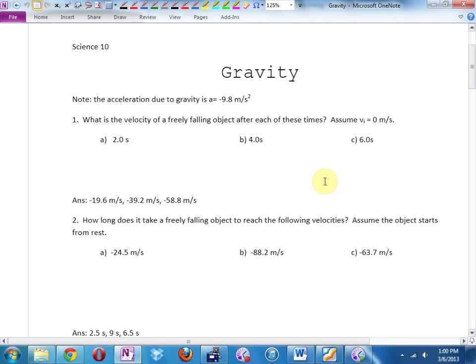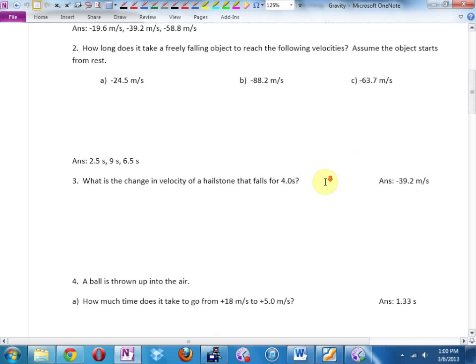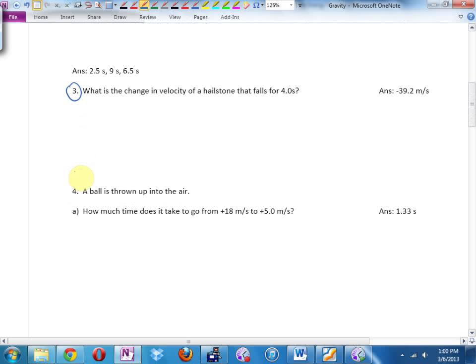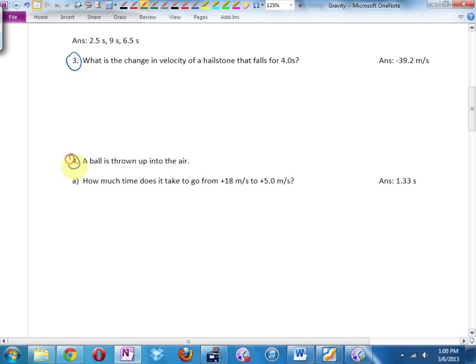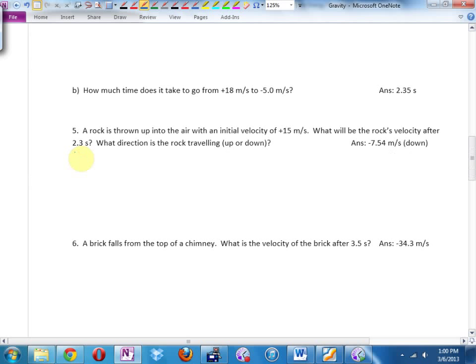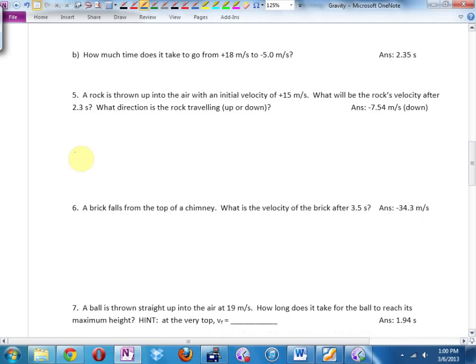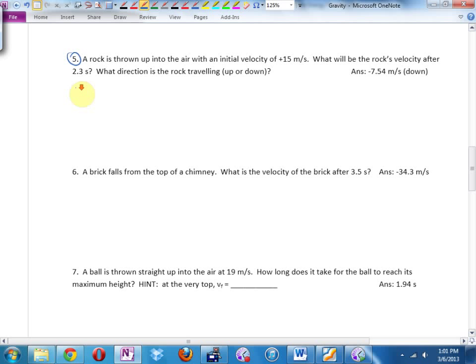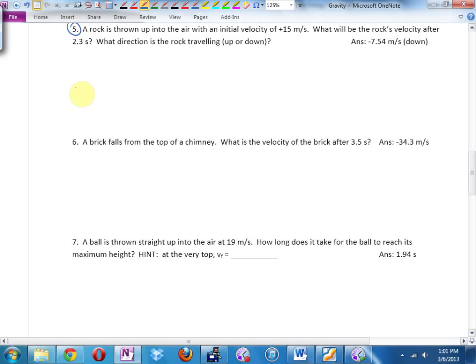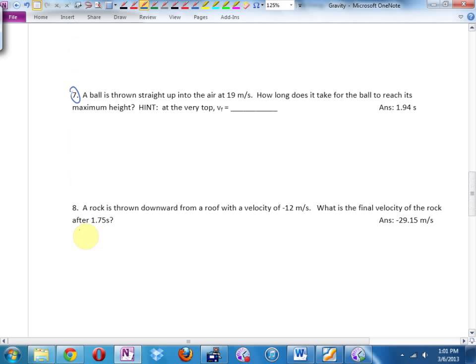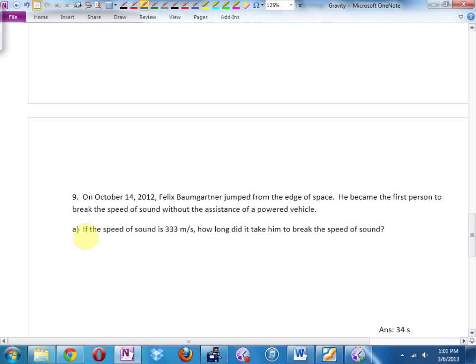I'm not going to assign every single one of these. Let me see. I think you can try number 3, so you can skip 1 and 2. Number 4. Five is good. 6 and 7 is good. So I've skipped 1 and 2. Skip 8.